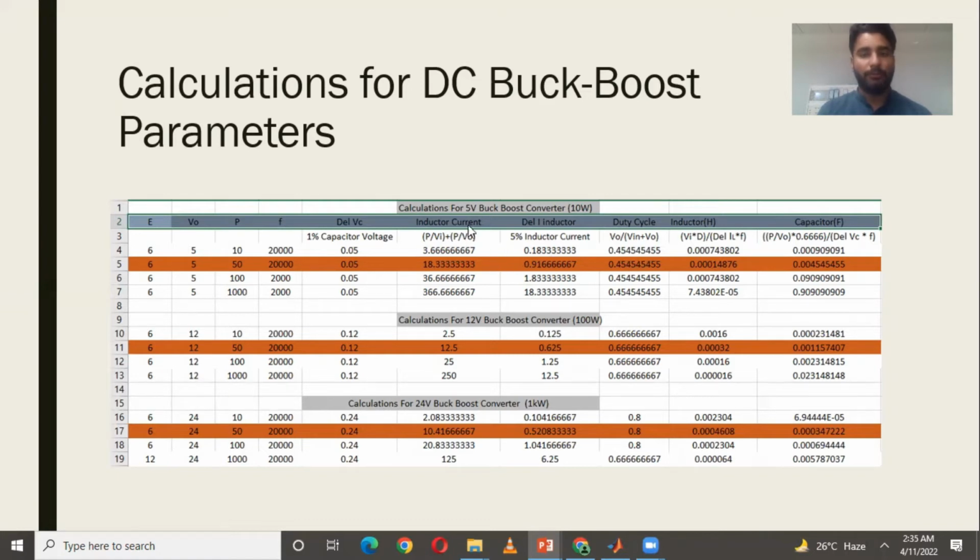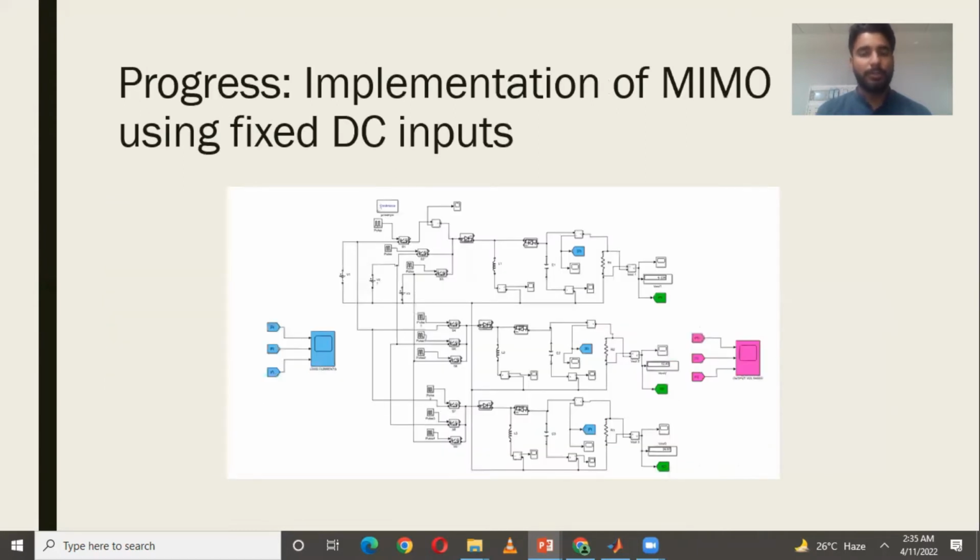This is for 5 volt calculation. These calculations are for 12 volt. These calculations are for 24 volt. This is a software implementation. This software implementation is for fixed inputs and fixed duty cycle. We cannot change the duty cycle in this. We have set fixed input and fixed duty cycle, and we get 5 volt, 12 volt, 24 volt fixed output. But this is not our requirement.